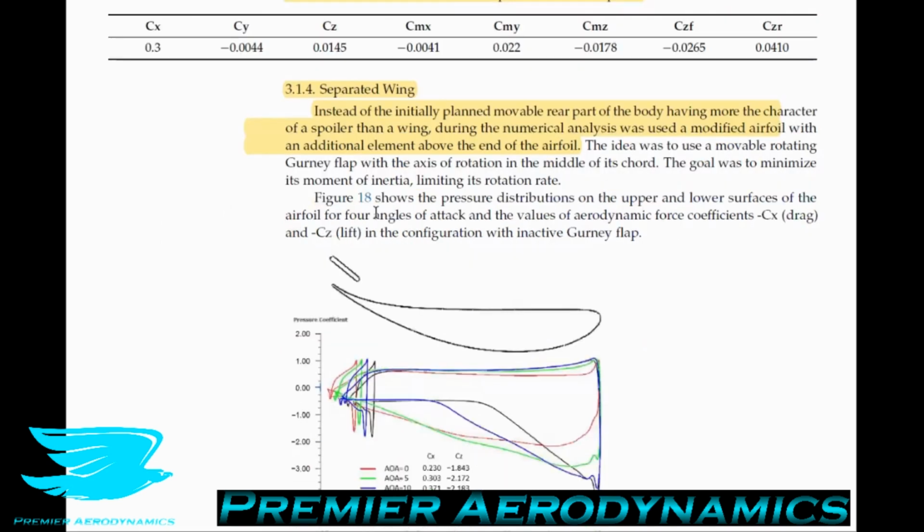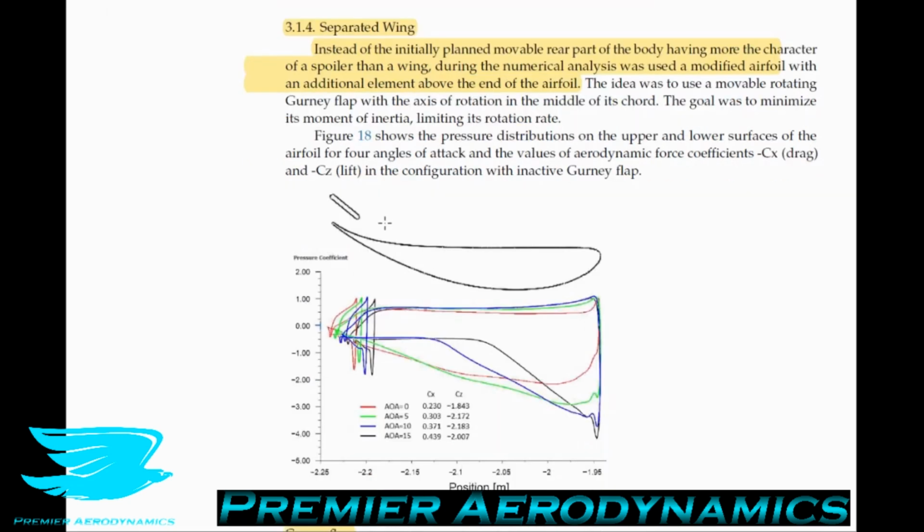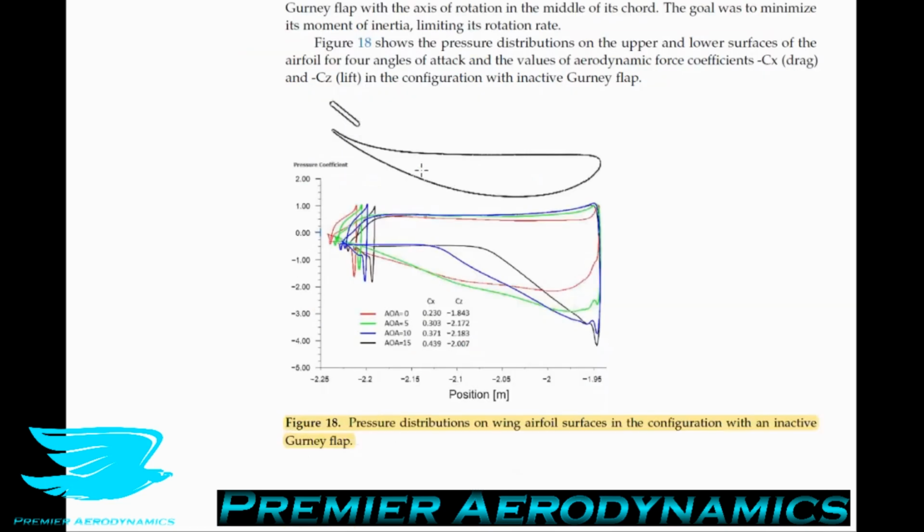So instead of the initially planned movable rear part of the body having more the character of a spoiler than a wing, during the numerical analysis, a modified airfoil was used with an additional element above the end of the airfoil. So in other words, a 2-element airfoil. We have one element here and the other element behind. The other element is effectively just a flat plate.